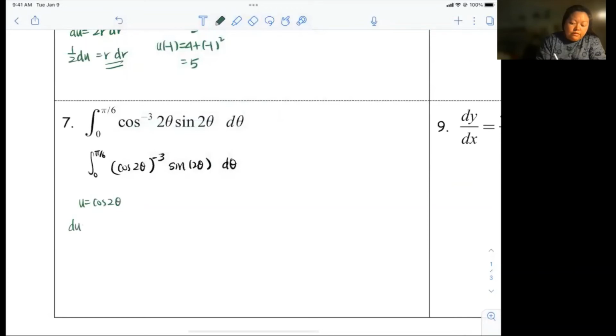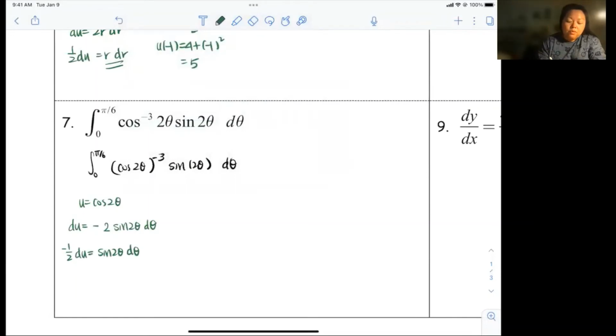Let's take the derivative. The derivative of cosine is negative sine of 2 theta. Don't forget the 2 theta has a derivative of its own. So there's a 2 that comes out, a chain rule. Don't forget d theta. Move the -2 outside. -1/2 du is sine of 2 theta, d theta.